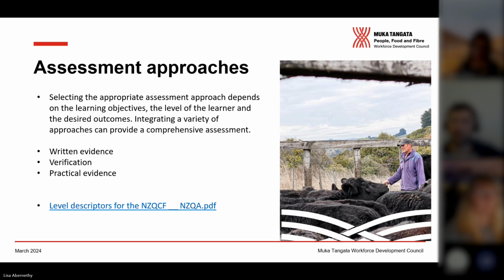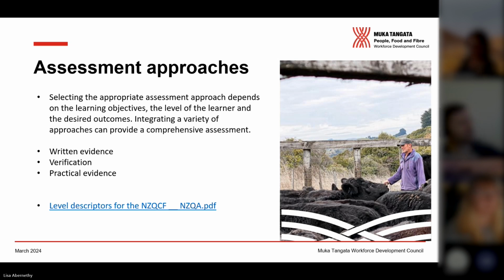For an identifier, you may look at multi-choice, but it's not really suitable for describing, obviously, or explaining, and they are appropriate for a lower level. That needs to be considered as well. It's not an ideal assessment. These are some very basic examples.